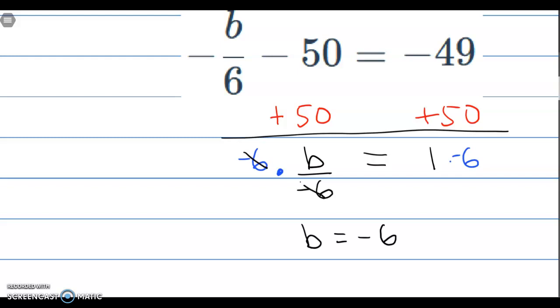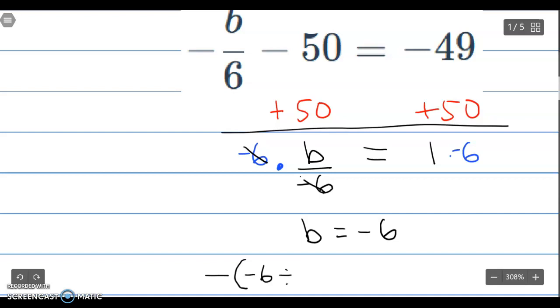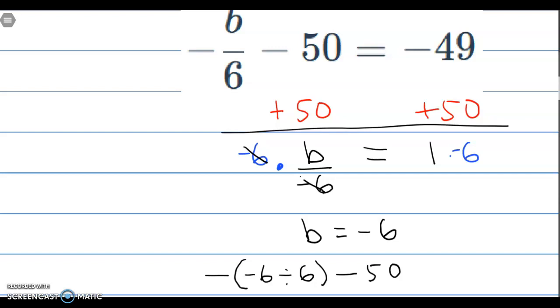All right. Now the last step to check, what you want to do is you've got this minus b over 6. I'm going to put this minus or negative on the outside of the b over 6 as I type in the calculator. So the fraction I'm going to put in parentheses, okay? So I got minus, parentheses, and I'm putting in b. Now what I have for b is negative 6. So I put negative 6 here. Now hit divide, then put 6, close parentheses for the fraction, minus 50. Then once you do that, you hit enter or equal, and you should get negative 49.